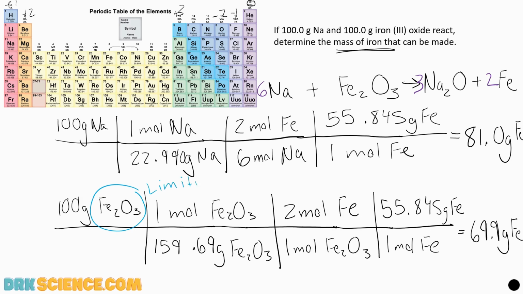The reason that this one is the limiting reactant or limiting reagent is because it can only produce 69.9 grams of iron, whereas the 100 grams of sodium, if it was reacted fully, could produce 81.0 grams of iron. So iron oxide is our limiting reactant, and the mass of iron that can be made is 69.9 grams of iron.